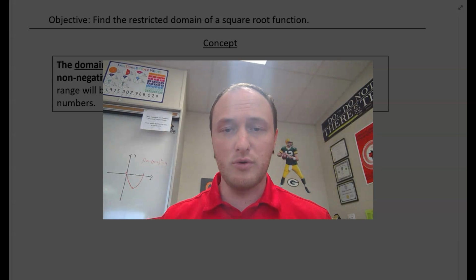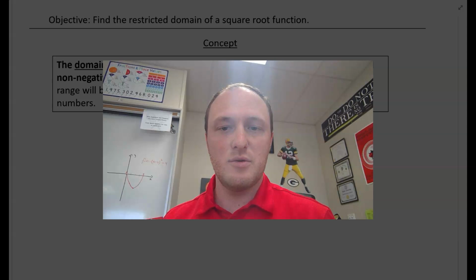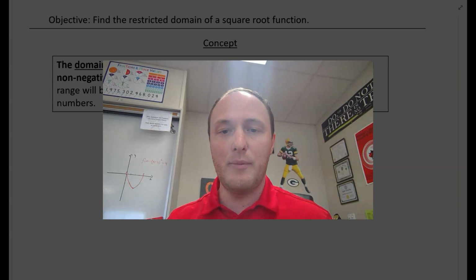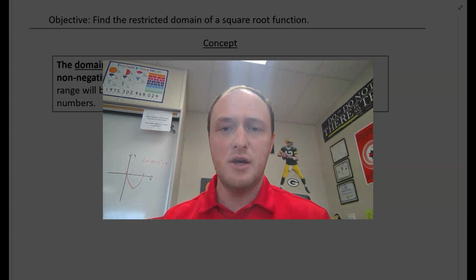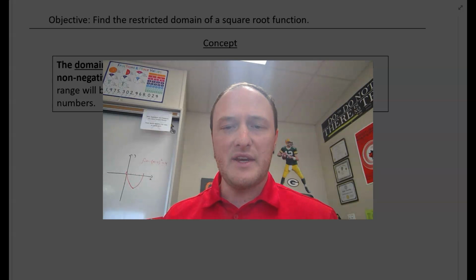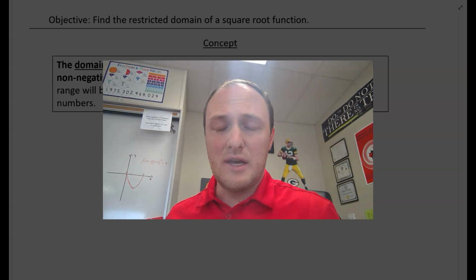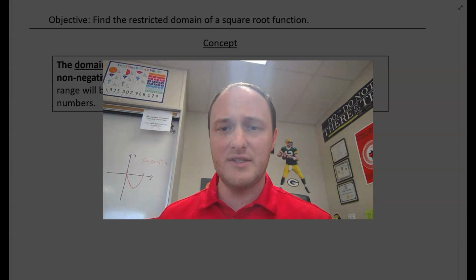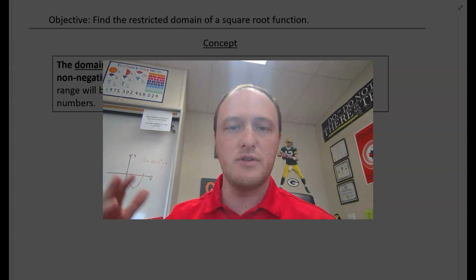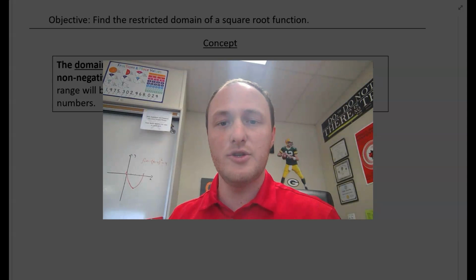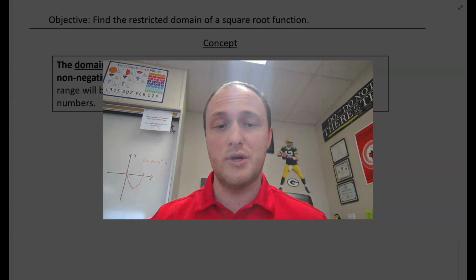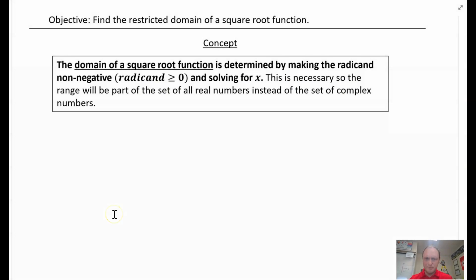The problem with square root functions is that they output imaginary values if the input of the radicand is negative. So we have to restrict those domains. This is very valuable for this unit as well as moving on into calculus. Without further ado, let's look at some examples.